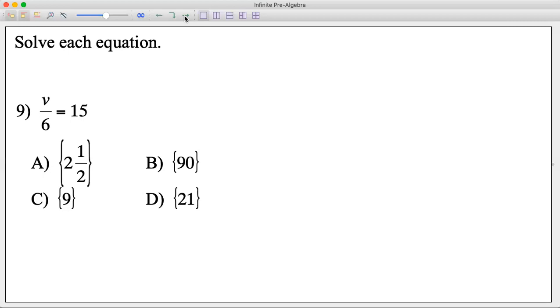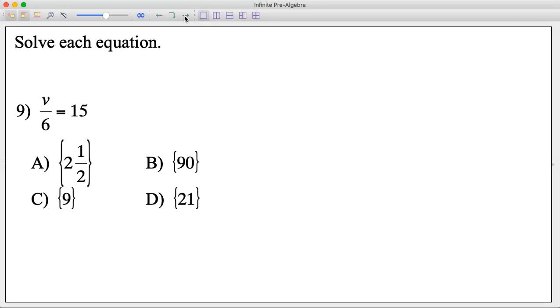It's really 6 times V over 6. So therefore, that means 6 divided by 6 cancels, and we're left with V is equal to... Well, it certainly isn't 2.5, and it certainly isn't 9. Could it be 21? No. I don't even need to actually do the math. I just need to reason this out.